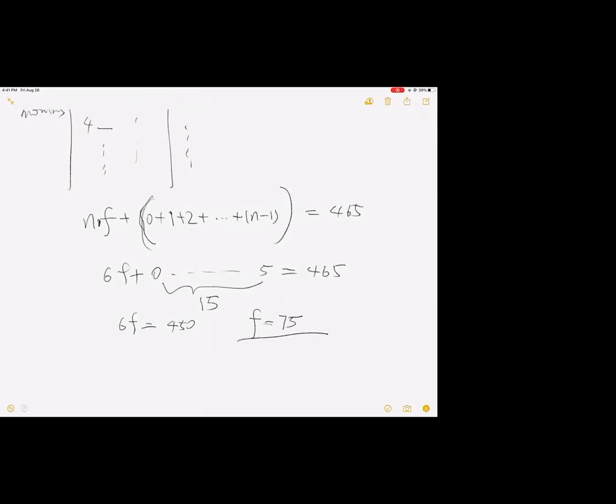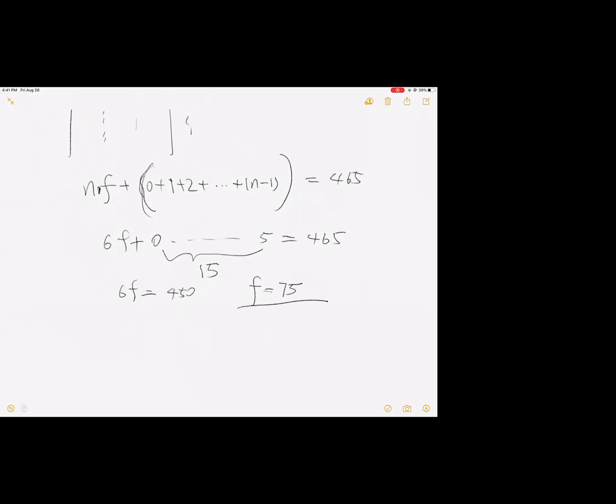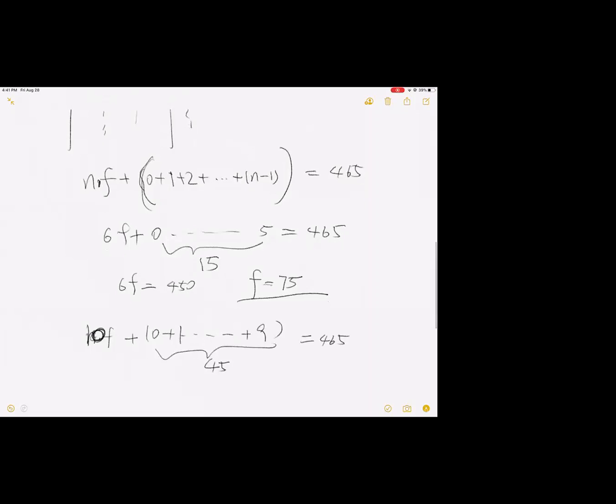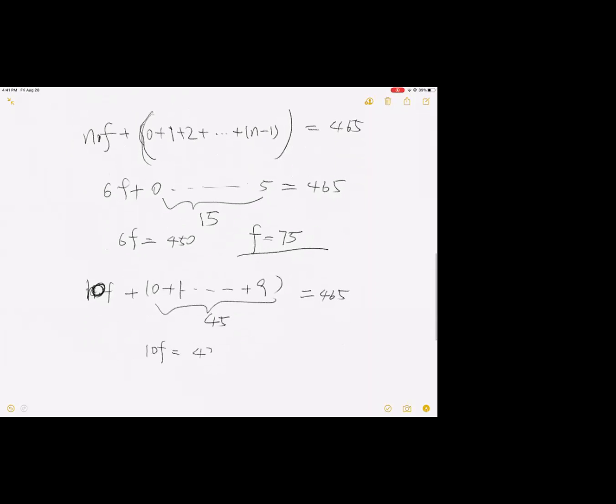The answer that I originally got was 42. I kept on trying until I think I did either N equals 11 or N equals 10. Let's do 10. If N was 10, then that would mean 0 plus 1 plus up to 9, which is 45. So 10F plus 45 equals 465, so 10F equals 420. Then F will equal 42. Are there any other possibilities?